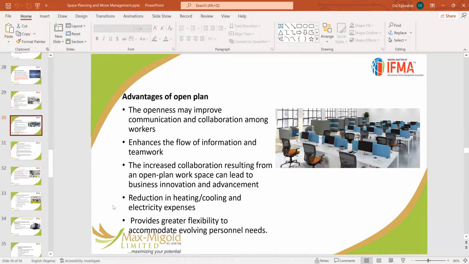It reduces heat and cooling electricity expense. When it's open, you have fewer private rooms to cool, so you can use less cooling system to cool such space. By the time you don't use too much air conditioning, your electricity expense will come down. It also provides greater flexibility in accommodating evolving persons' needs.